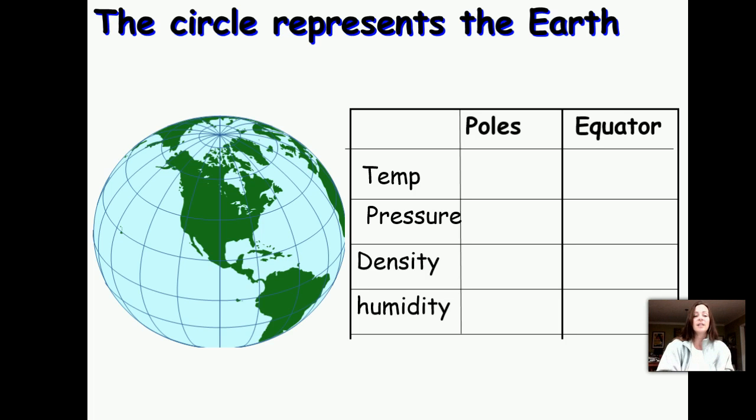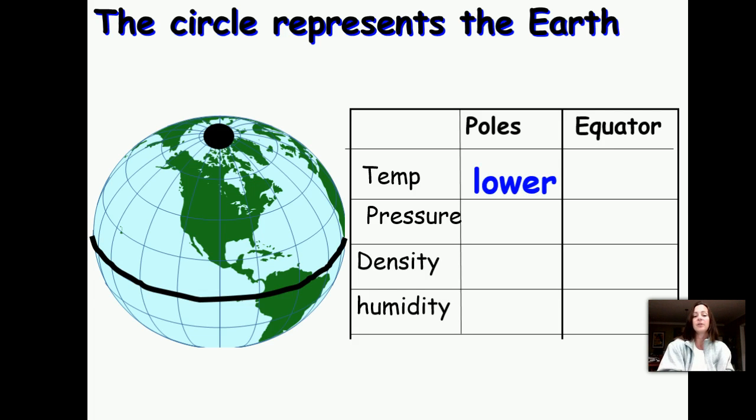We have regions that we consider to be the poles, which are the North and South Pole. In this picture, we see the North Pole very clearly. We also have the equator, which goes around the whole entire Earth, and it is exactly at where the circle part comes out. So it's going to receive energy differently. Let's fill this chart in.